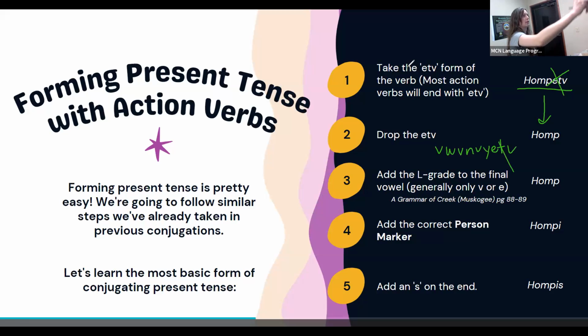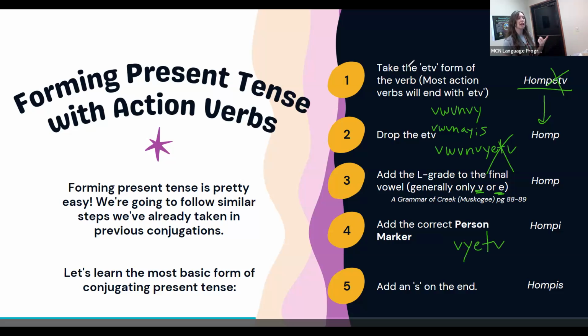Get rid of the ida, right? So now we have one. If it's a V or E as the last vowel, we have to make it long. So it becomes one I. And then we add our person marker and the S. That's why in the dictionary, if you look up to go, you'll see ayida.